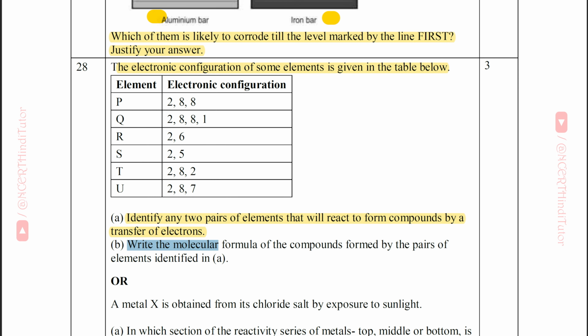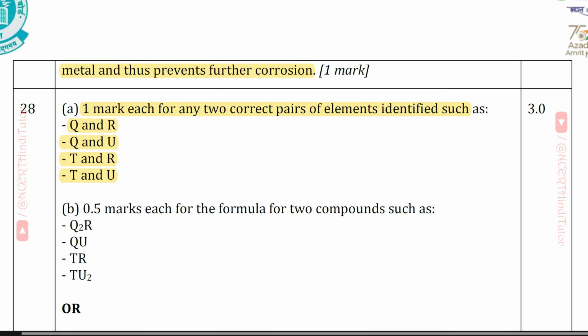B. Write the molecular formula of the compounds formed by the pairs of elements identified in A. Answer. Formula for two compounds: Q2R, QU, TR, TU2.